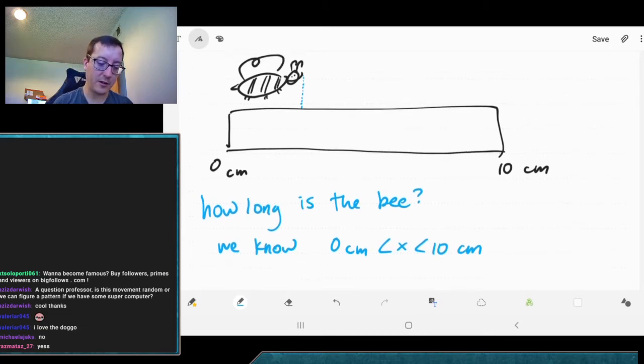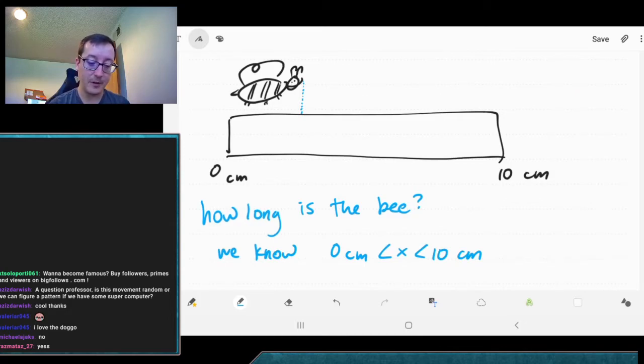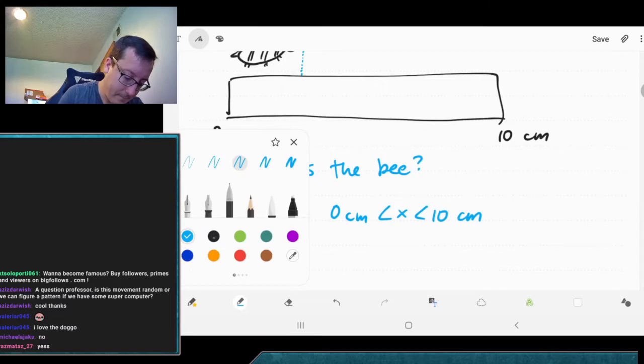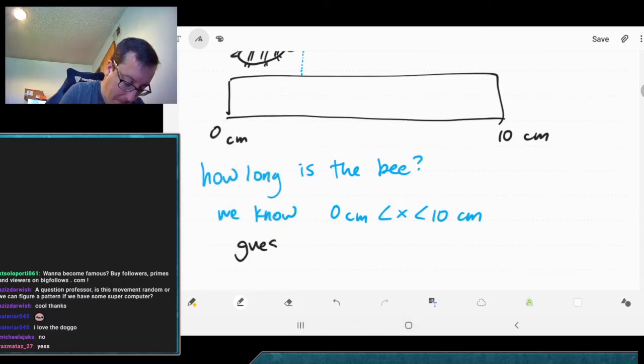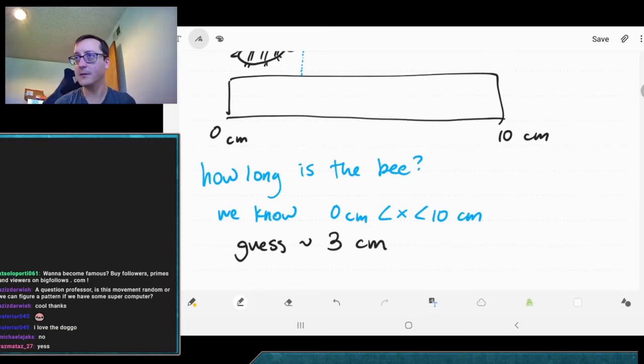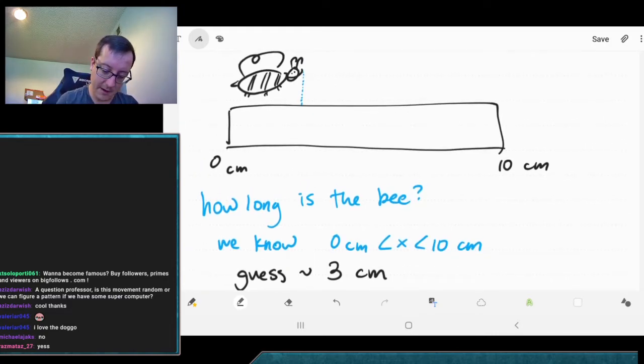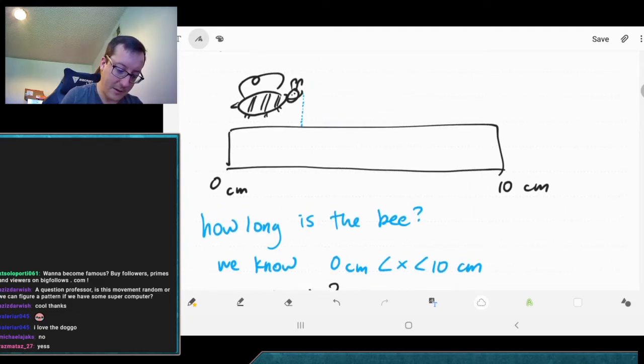But we don't know anything more about that. And so if we are to try and figure this out, we are going to have to take a guess. And looking at this, I'll say, I don't know, maybe it's about 3 centimeters long. Seems pretty reasonable, right? We know it's closer to that 0 side of things. So I'm going to guess that this bee is 3 centimeters long. Not unreasonable, right? But let's take a look at what we might do if we have a not piece of crap ruler.